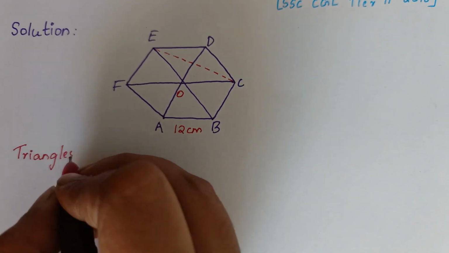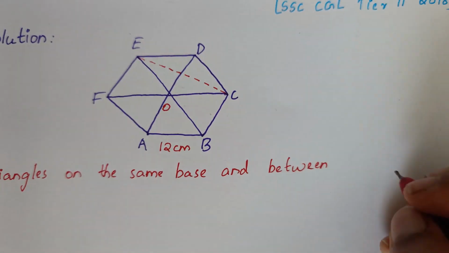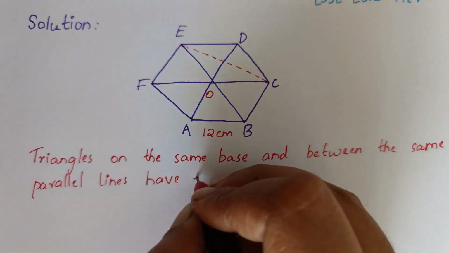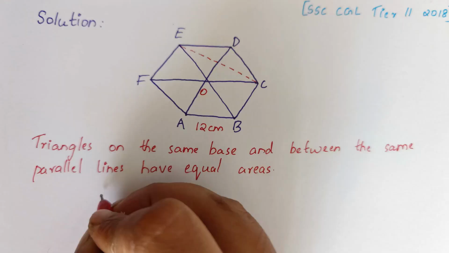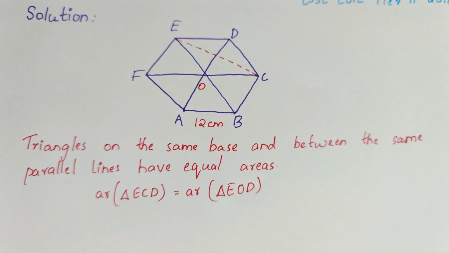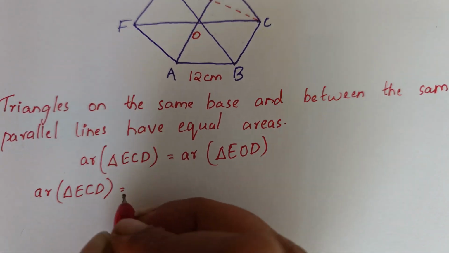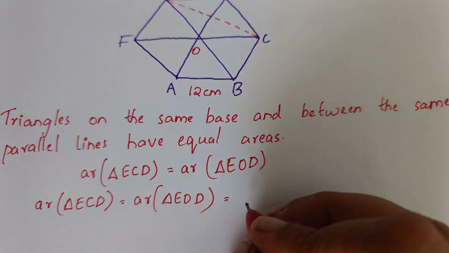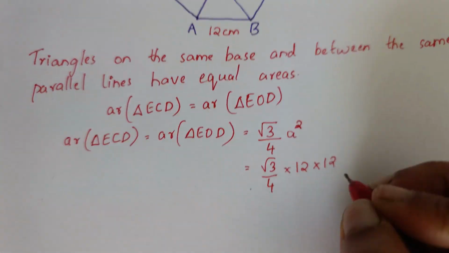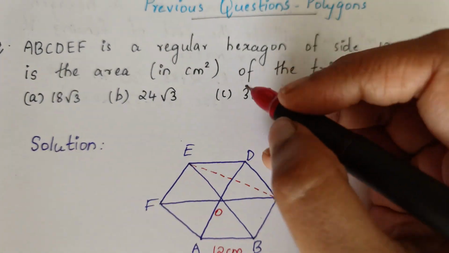So here first we need to note that triangles on the same base and between the same parallel lines have equal areas. So here area of triangle ECD is equal to area of triangle EOD because they lie on the same base ED and are between the same parallels ED and OC. So area of triangle ECD is equal to area of triangle EOD, which is equal to root 3 by 4 a square. Here a is 12. So root 3 by 4 into 12 into 12, which is 36 root 3 centimeter square. Therefore option C is the correct answer.